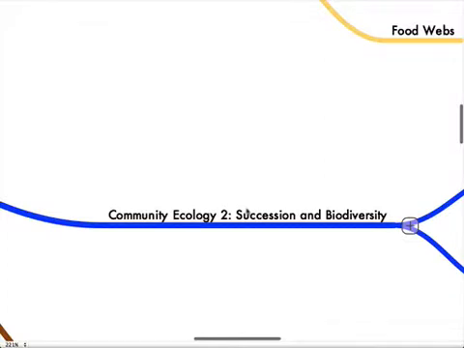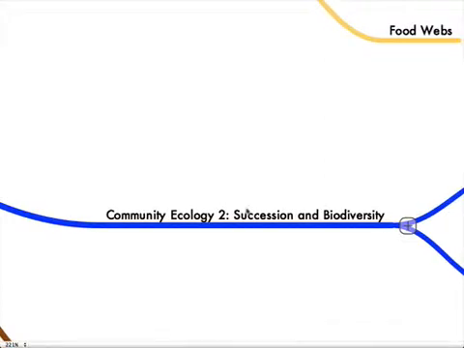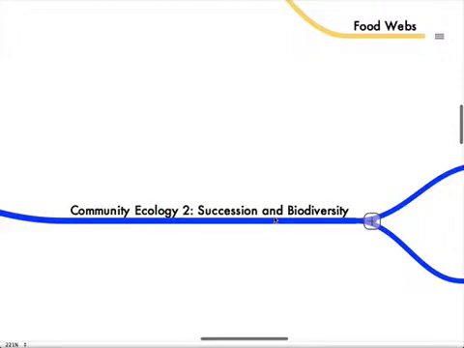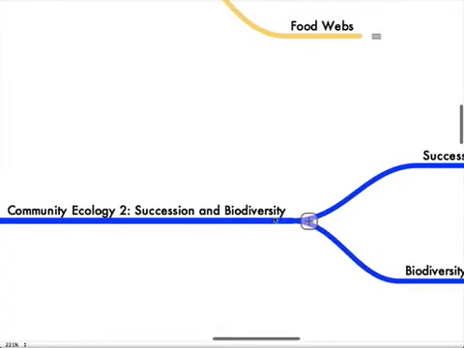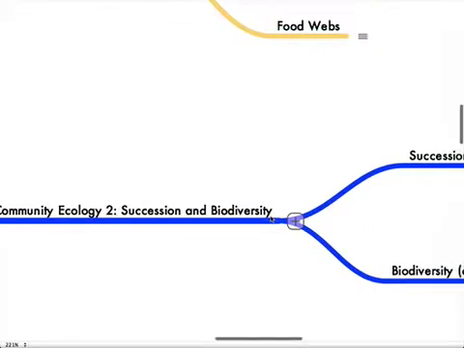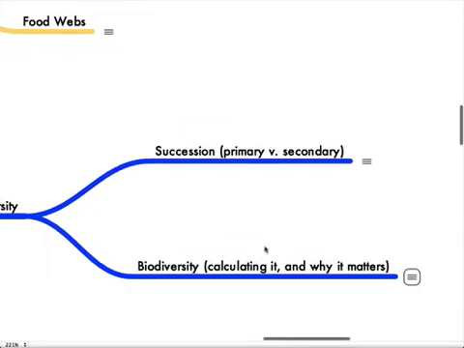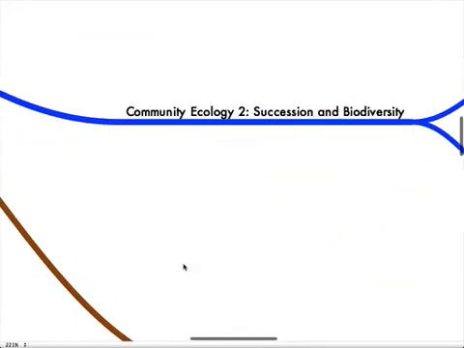Following that basic stuff on trophic interactions, we're going to talk a little bit about how communities change through both space and time, and that deals with this concept of succession. We'll take a walk and look at that, and then we'll start to quantify some community ecology by actually calculating a biodiversity index, and we'll talk about why it matters as well.